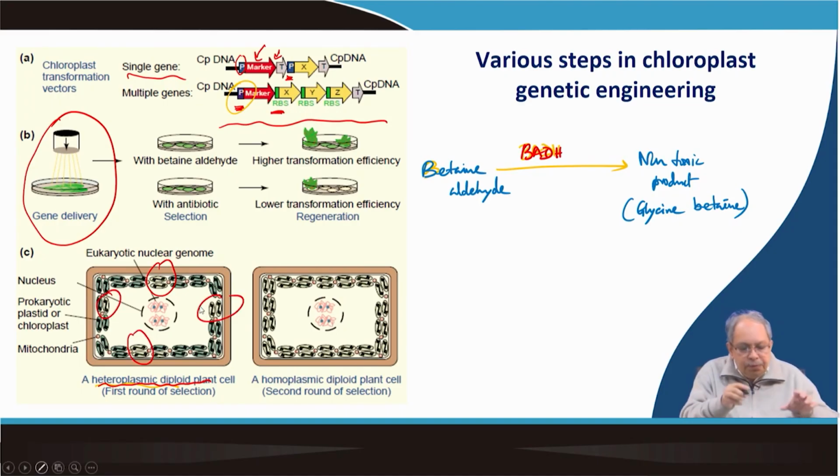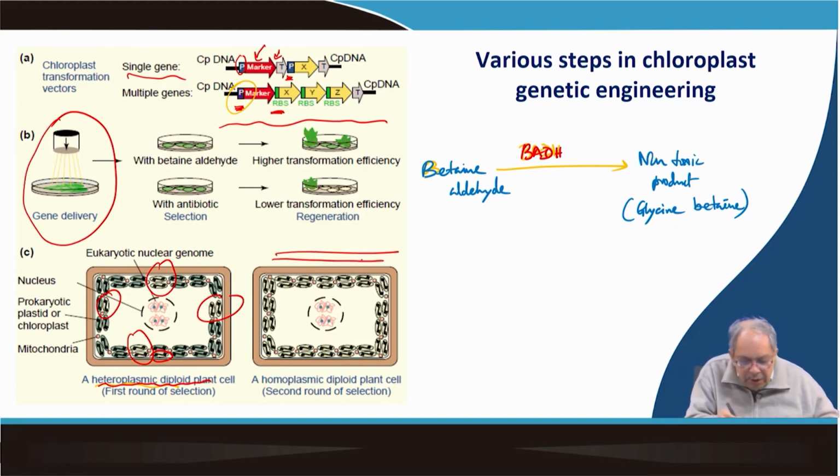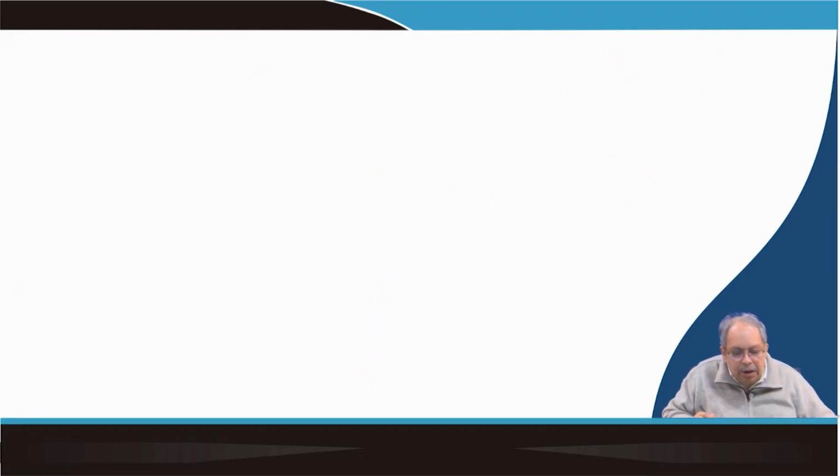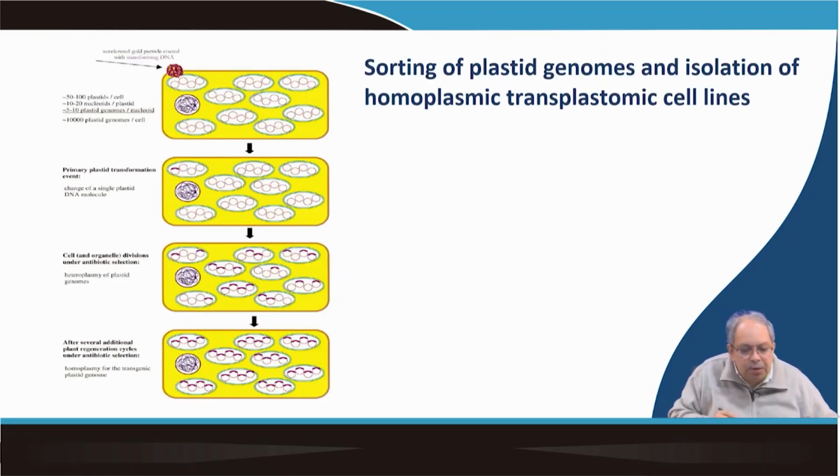So, these 4 or 5 plastids are different from the others, which means they have received the gene. Now what has happened is that through this selection of the antibiotic resistance marker, when you notice here, all of them contain these genes. So, homoplasmy is achieved. How it is achieved I have explained in the previous slide, and next is another pictorial diagram.